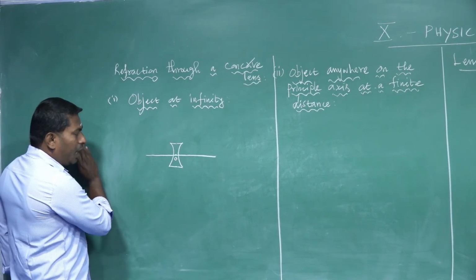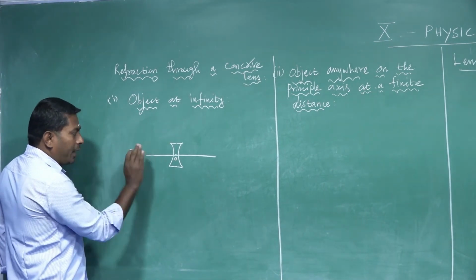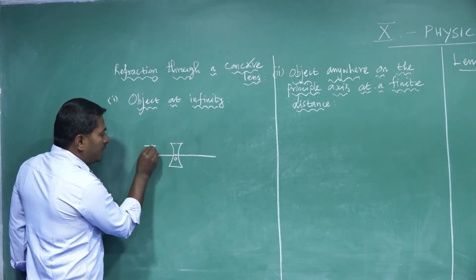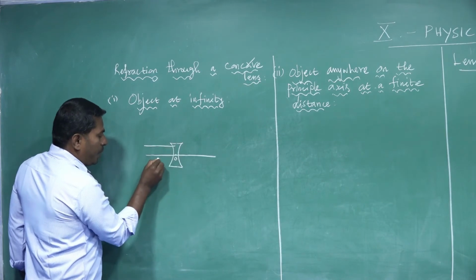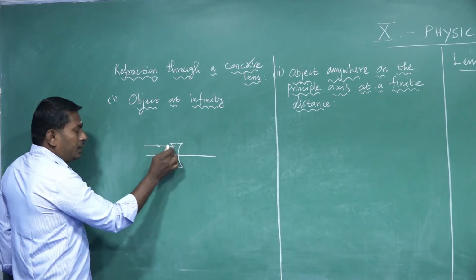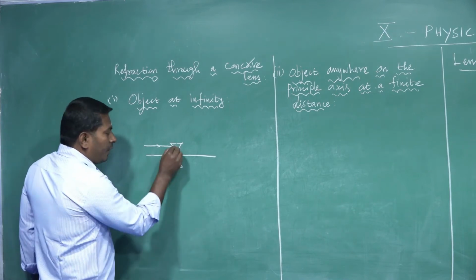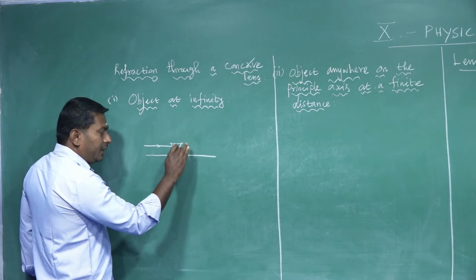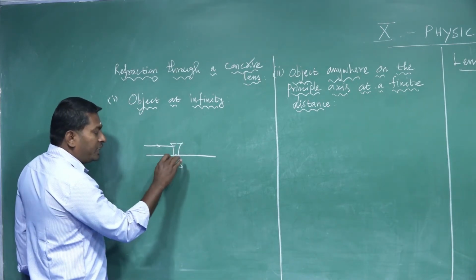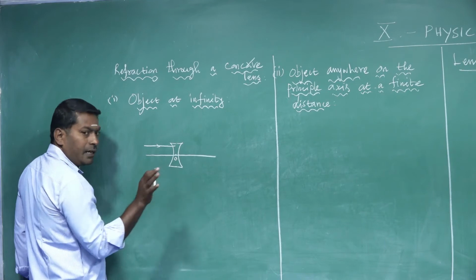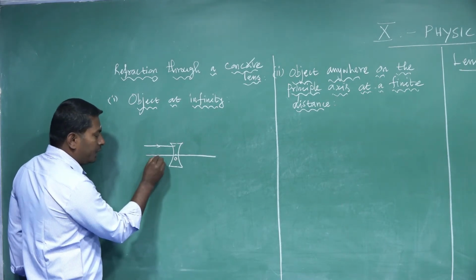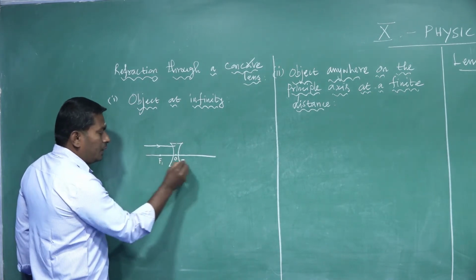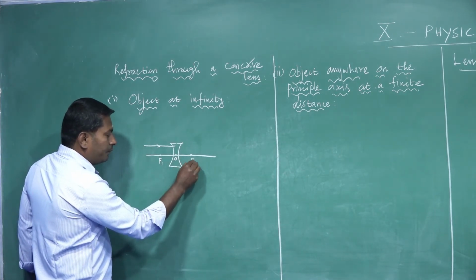Rays coming from the object placed at infinity are parallel rays. It is one of the rays coming from the object which is parallel to the principal axis, incident on the concave lens. Refraction takes place. After refraction, that refracted ray must be passing through the principal focus of a concave lens. There are two principal focus of a concave lens, one principal focus F1, another principal focus F2.